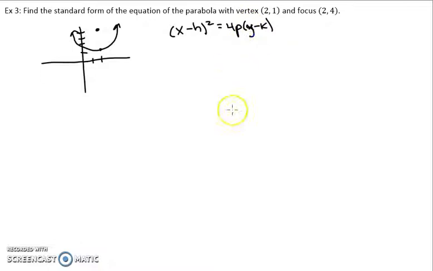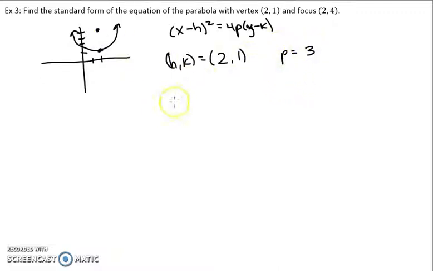Oops, that's y, sorry. Y minus k. So all we need to do is find p, find h and k, and we're going to be good. So h and k are the values of our vertex. So hk is going to be 2, 1. P, remember, is going to be the distance from the vertex to the focus. So if my vertex is here and my focus is here, that distance is going to be 3.